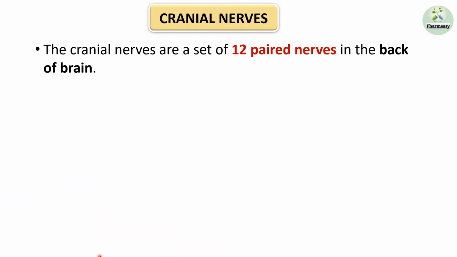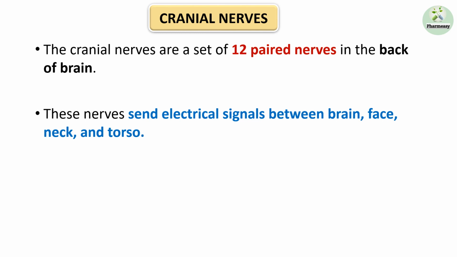Next topic is cranial nerves. These are the nerves which originate from the brain. The cranial nerves are a set of 12 paired nerves in the back of brain. These nerves send electrical signals between brain, face, neck, and torso.